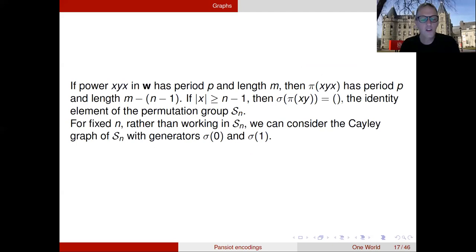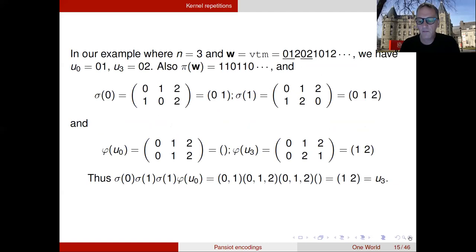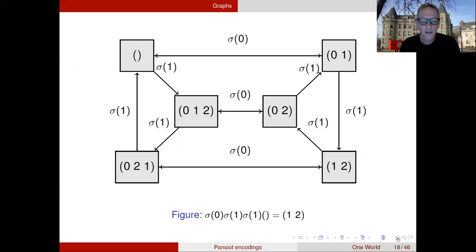instead of trying to do all of this multiplication using permutations, it's much more convenient to think about things on the Cayley graph. This is easier, I dare say, to program if you think about it this way. It's certainly easier for hand calculations.